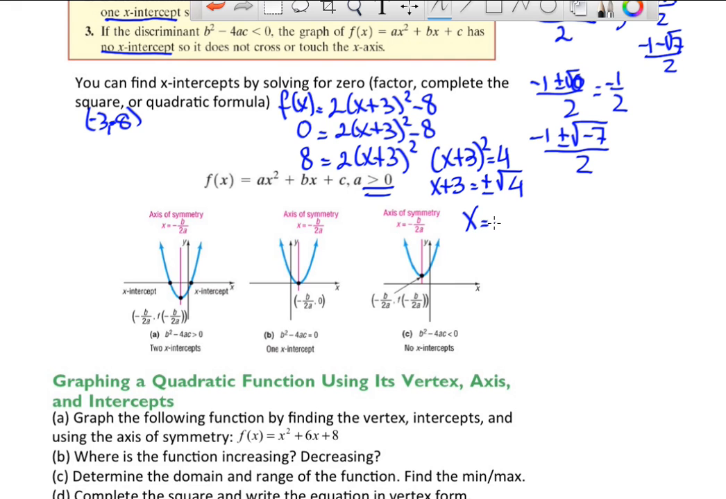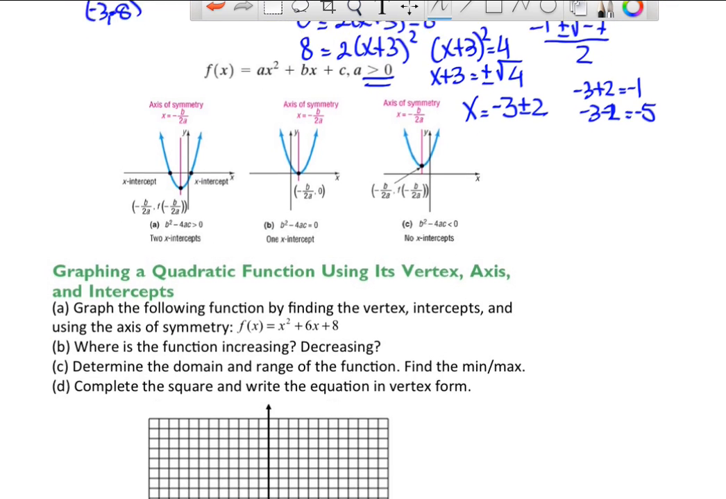And then you get the following. Take away 3 on both sides. And the square root of 4 is 2. So two x-intercepts: negative 3 plus 2, which is negative 1, and negative 3 minus 2, which is negative 5. Okay? Completing the square is a really good way to solve for x-intercepts if you're in vertex form.